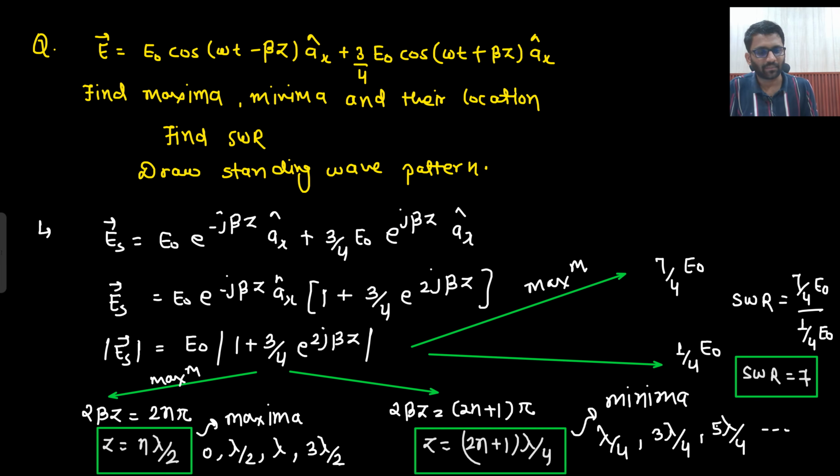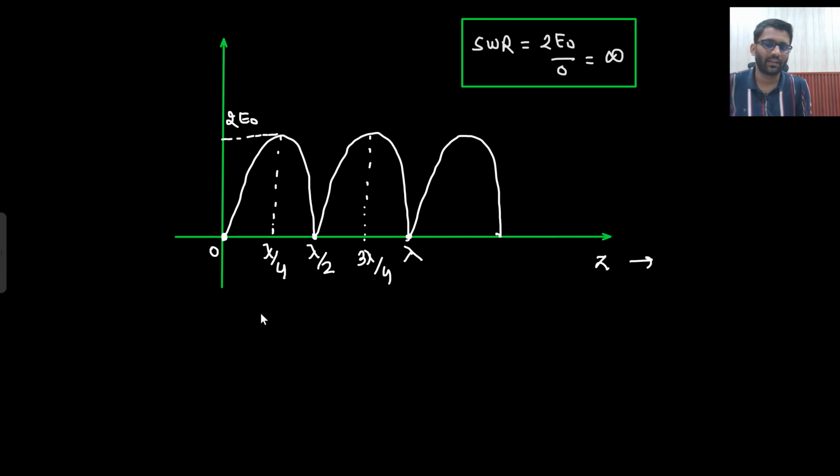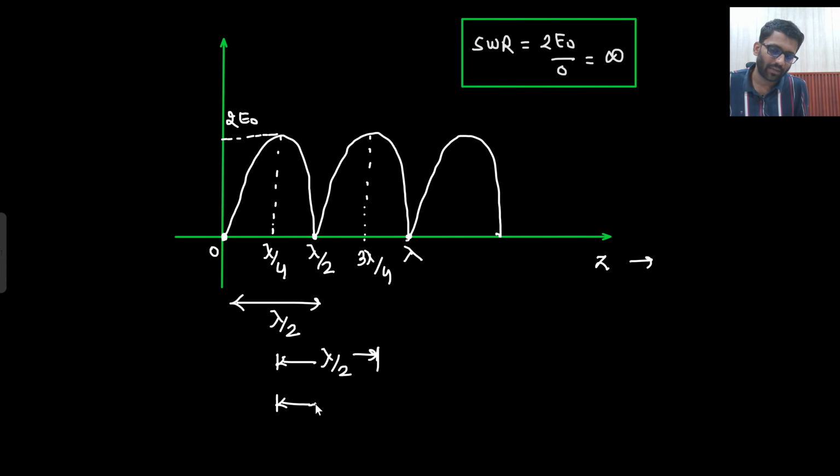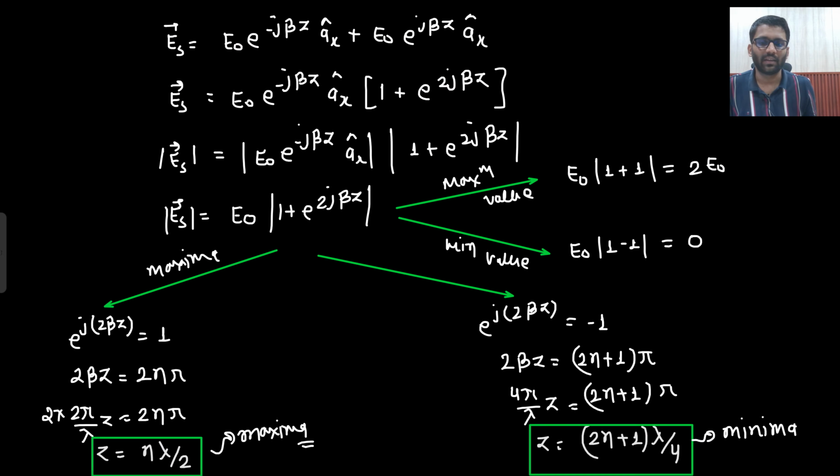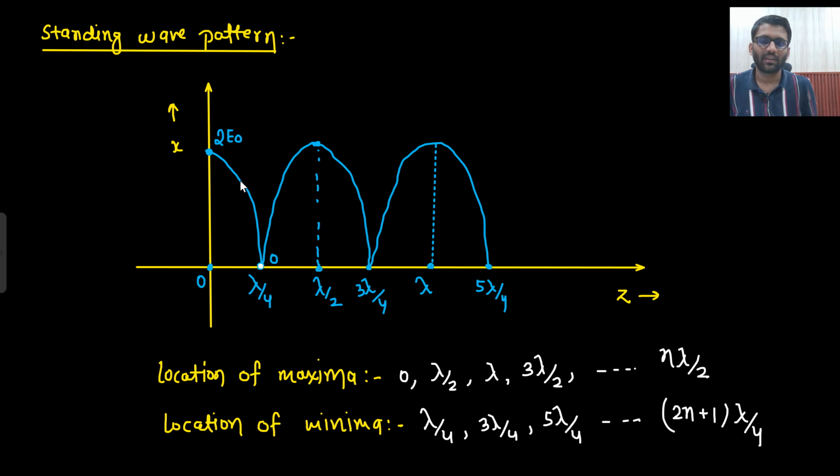Everything was the same. Same thing was happening here as well. What was the distance between maxima and maxima? Lambda by 2. And what is the distance between maxima and minima? Lambda by 4. The concept here is that you need to analyze whether the first maxima will occur or minima will occur. Here first minima is occurring. In this case, first maximum was occurring.